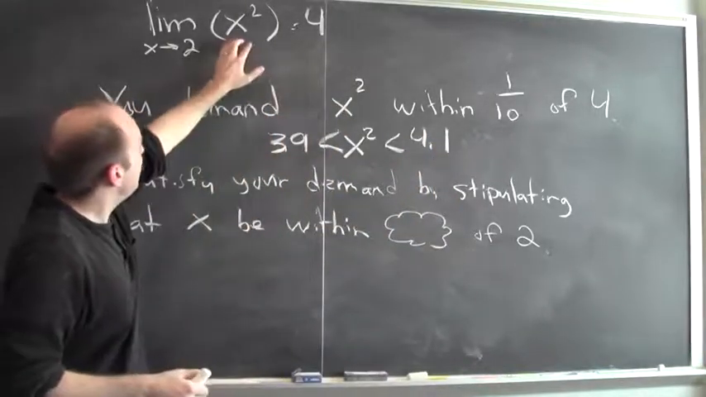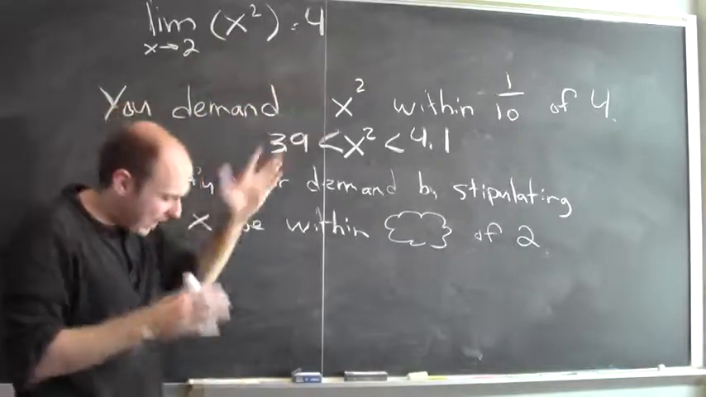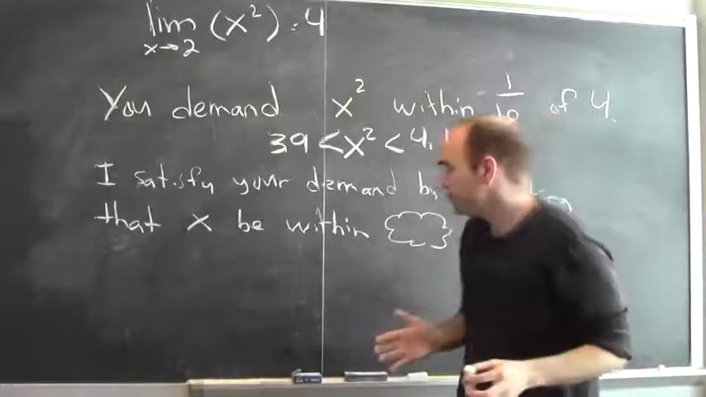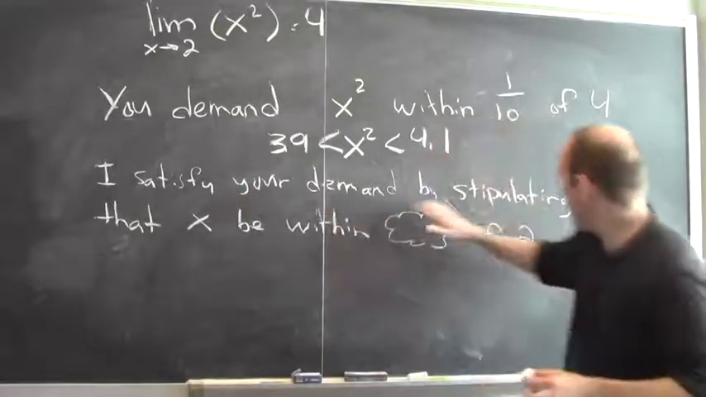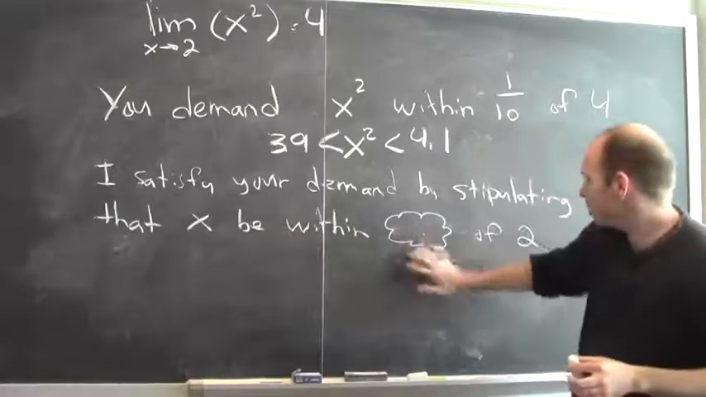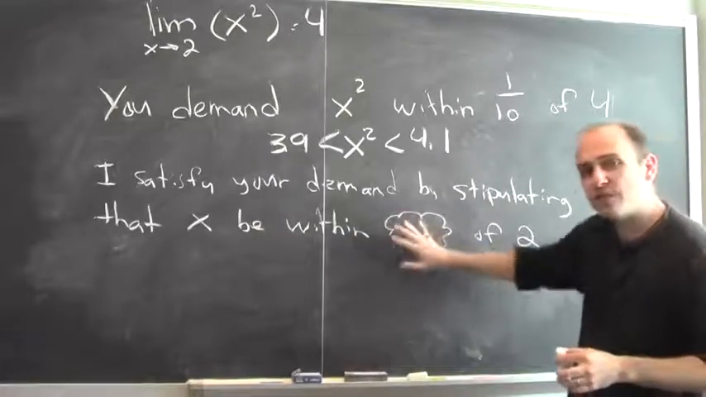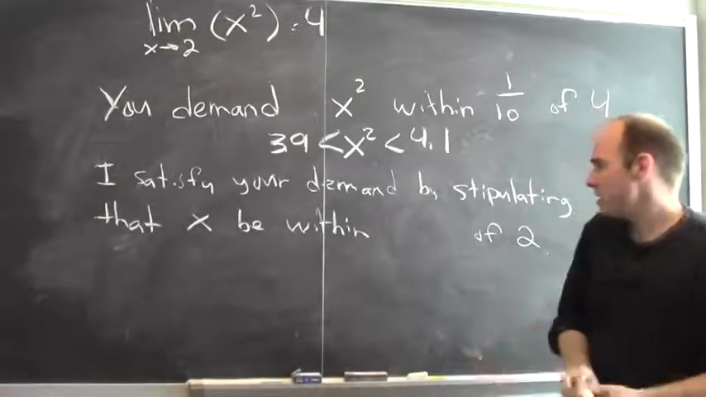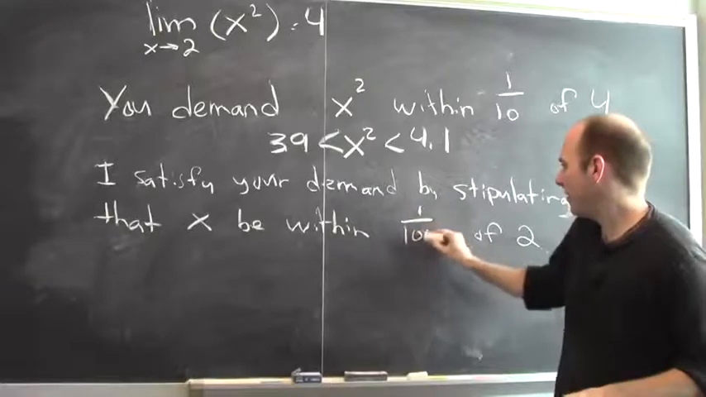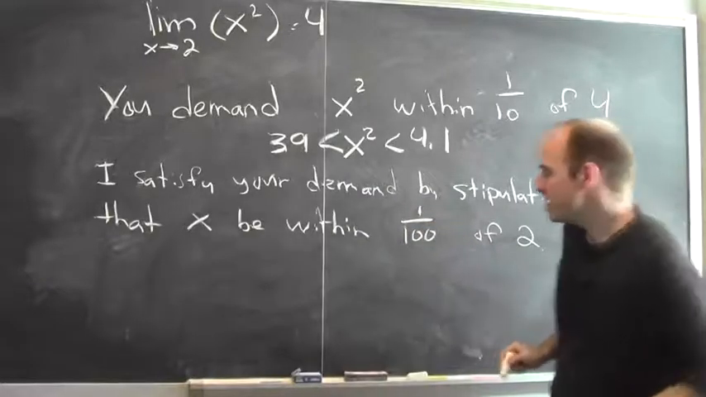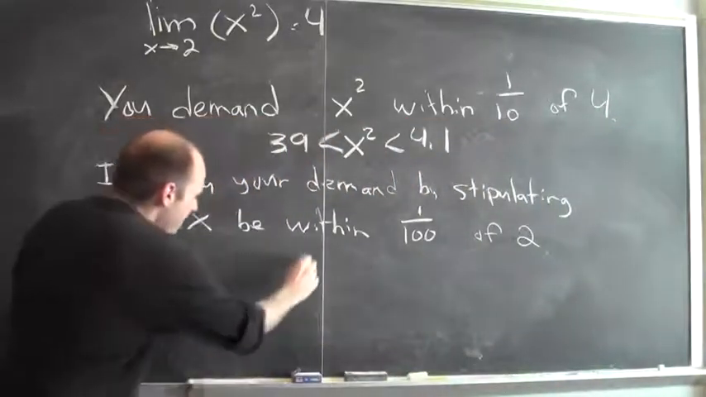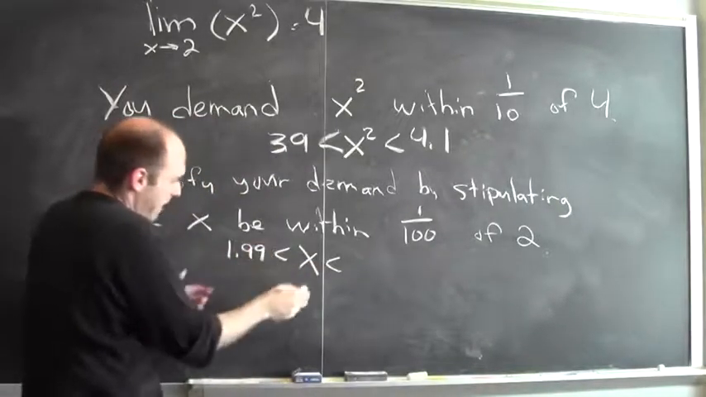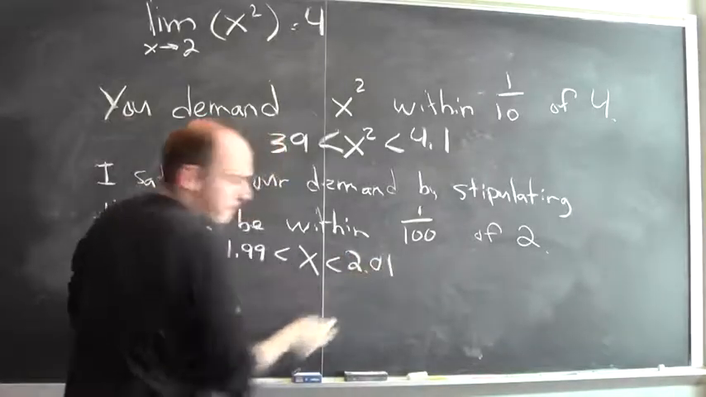So you're going to make some demand that the output be close to 4, and I have to satisfy your demand by making x sufficiently close to 2. Now what does that mean? I'm going to satisfy your demand by stipulating that x be within some small distance of 2. So how close is sufficiently close? Well, in this case, let's make x be within 100th of 2 and see what happens. So if x is within 100th of 2, that means that x is bigger than 1.99 and smaller than 2.01.